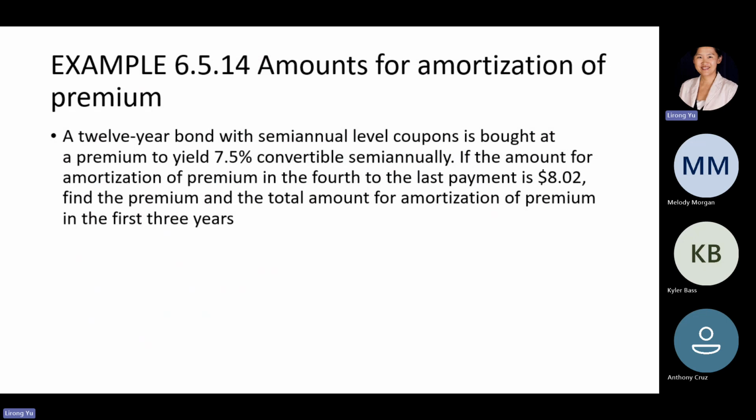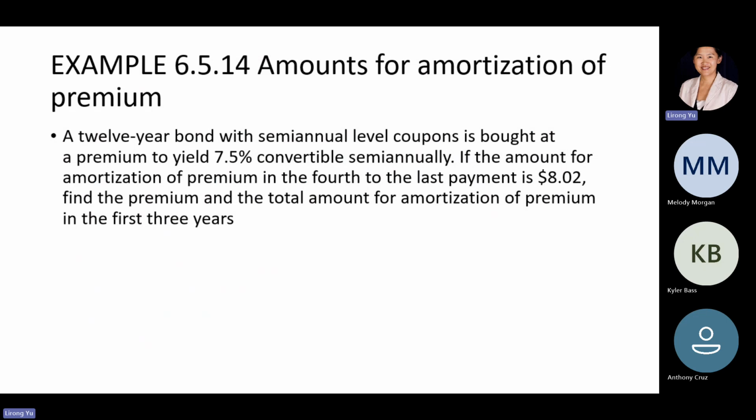The first to the last will be n-1, n-2, and the fourth to the last will be n-3 or n-4, right? That's the indication. So I think it's the amount for amortization of premium, the PT for that time point. We have to find out the T equal to what? Find the premium and the total amount for amortization of the premium in the first 3 years.